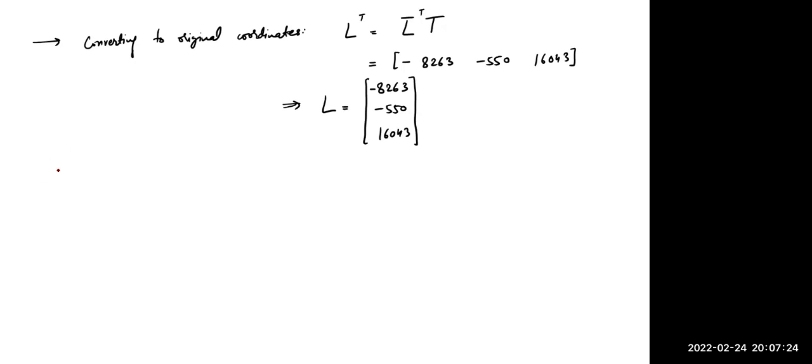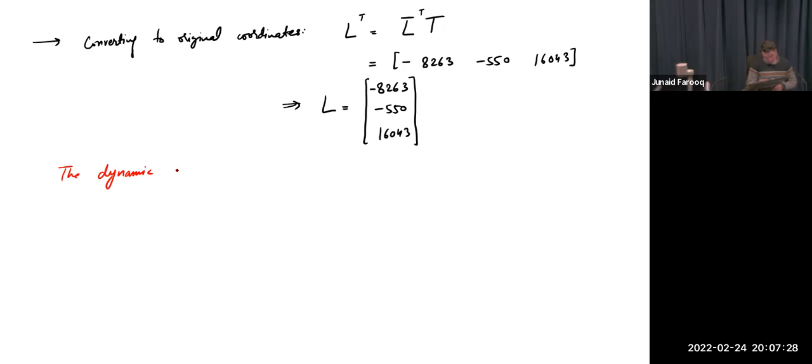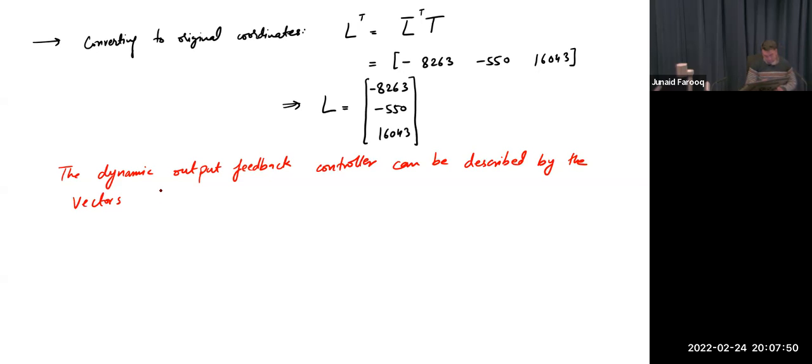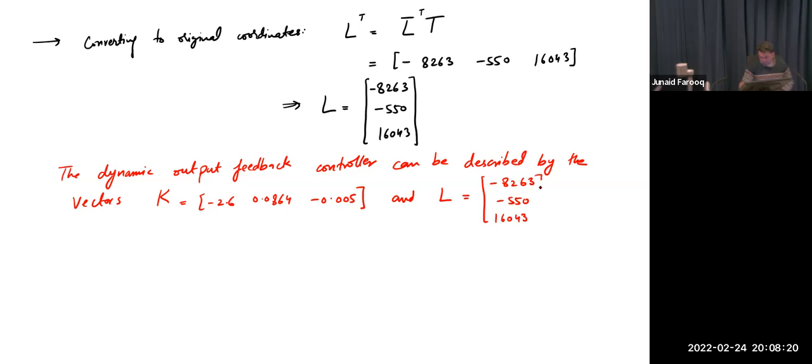So for this problem, you can say that the dynamic output feedback controller can be described by the vectors. K is minus 2.6, 0.0864, 0.005, which we computed during the controller design part, and the L, which is a column, minus 8263, minus 550, 16043. And that's the end of this problem here.